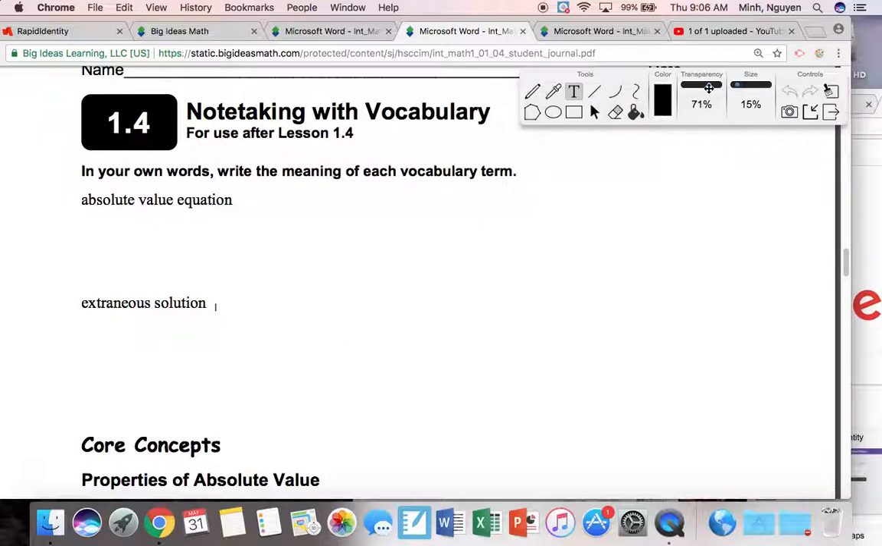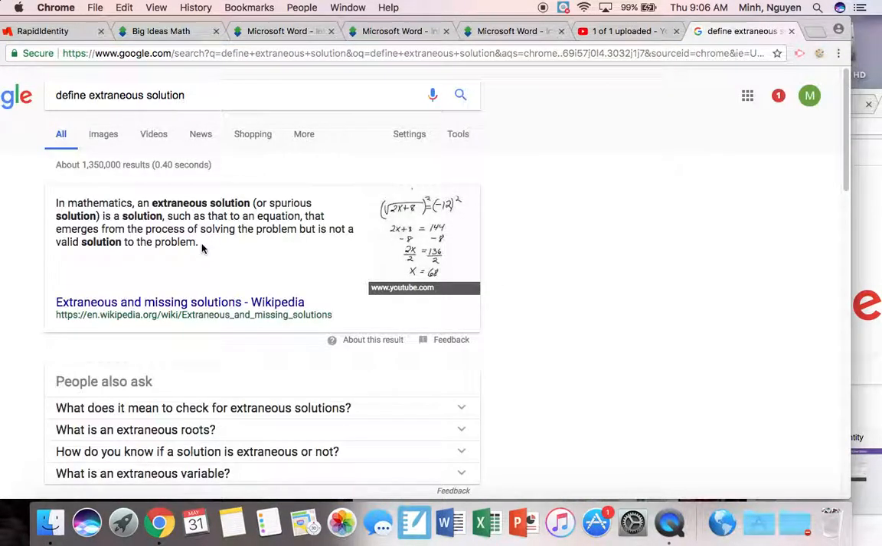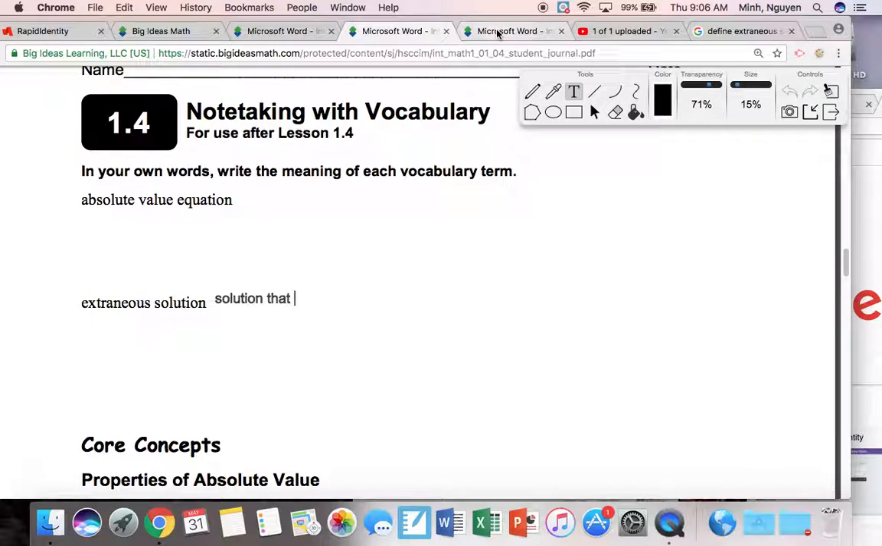Before we do anything, this is important to cover. Let's go by the dictionary definition. Extraneous solution: in mathematics, a solution that emerges from the process but is not a valid solution. Okay, so it's an answer that does not work. A solution that does not work.